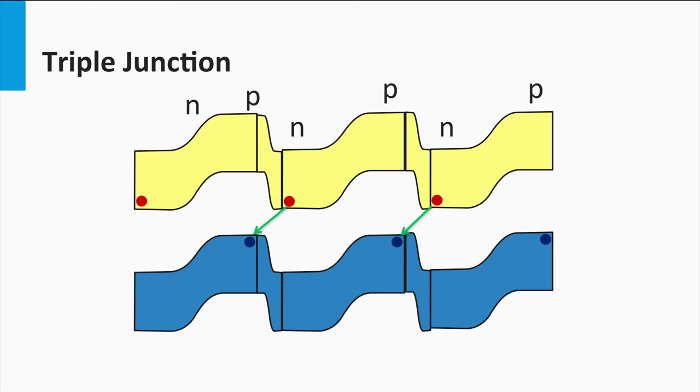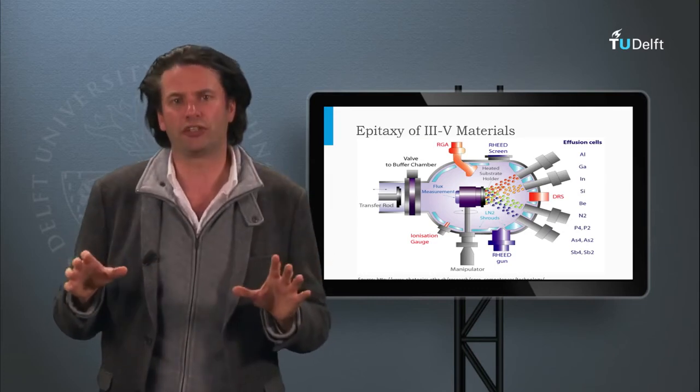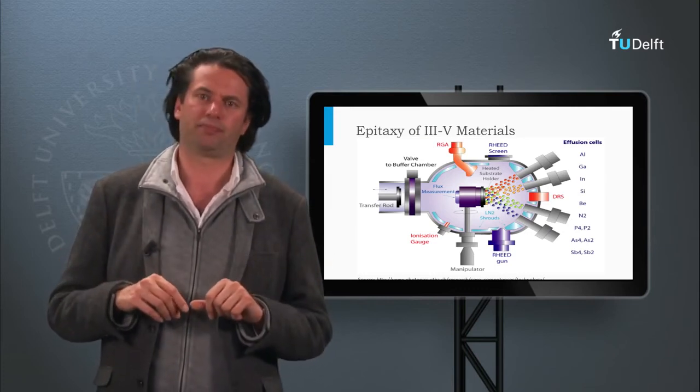This demonstrates that the recombination current at the tunnel junctions represents the current density of the triple junction. The cell producing the lowest current will determine the current density of the cell, just like we expected for series connected cells. Let's move to the processing of 3-5 semiconductor materials.